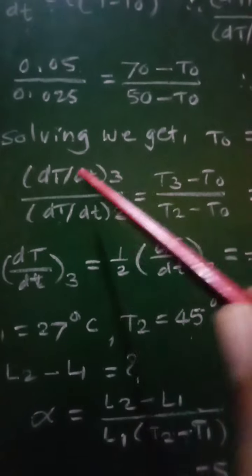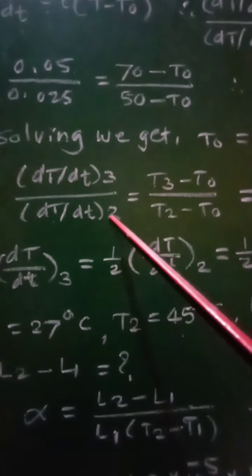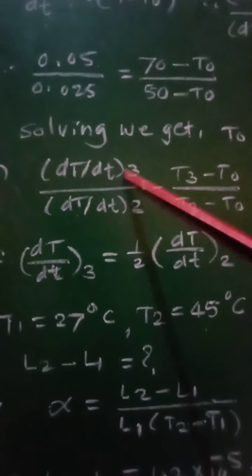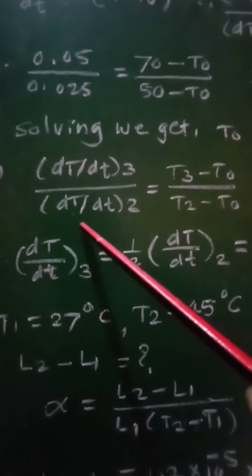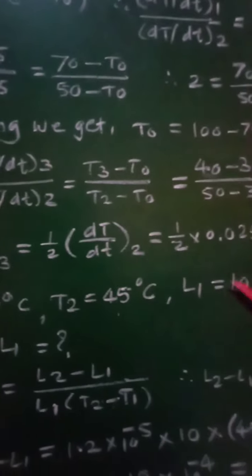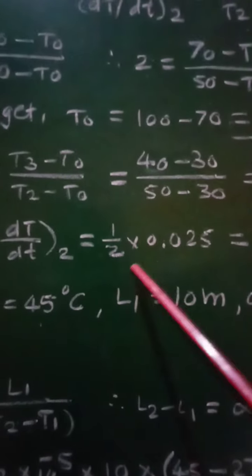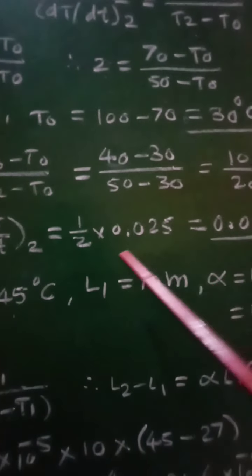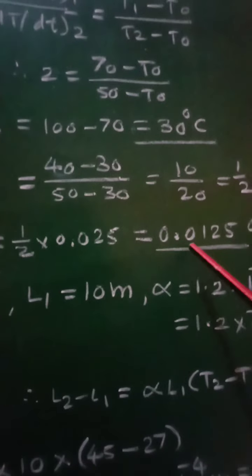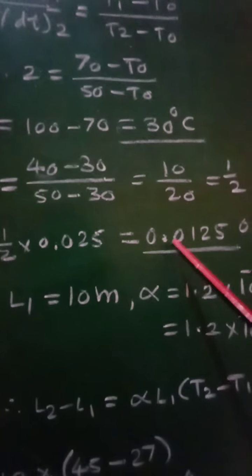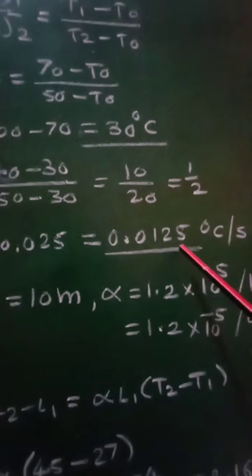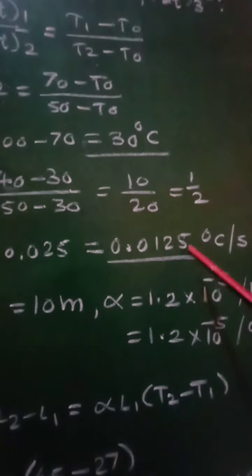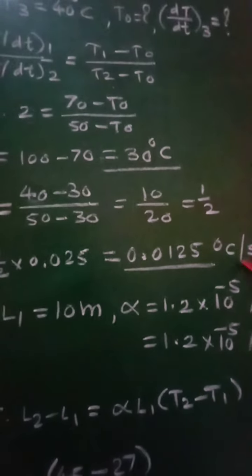So as (dT/dt)3 upon (dT/dt)2 equal to half, therefore we can write (dT/dt)3 will be equal to half into this term, that is (dT/dt)2. Half into the value of (dT/dt)2, which is 0.025, and taking this product we will get (dT/dt)3 equal to 0.0125 degrees Celsius per second.